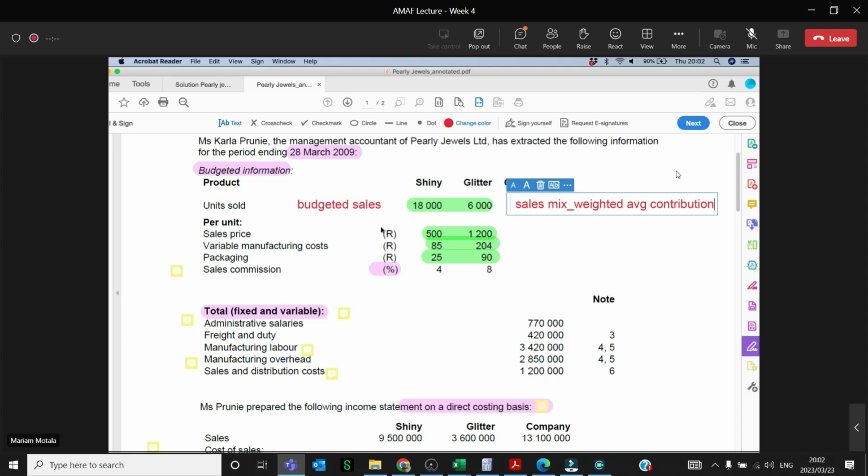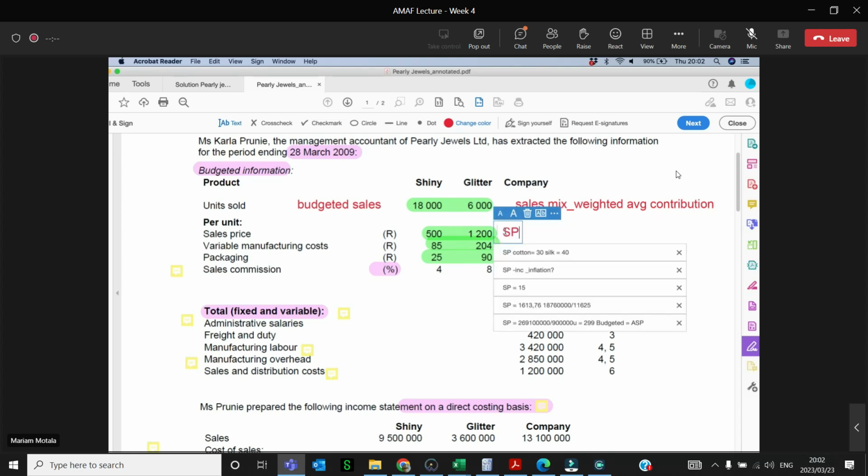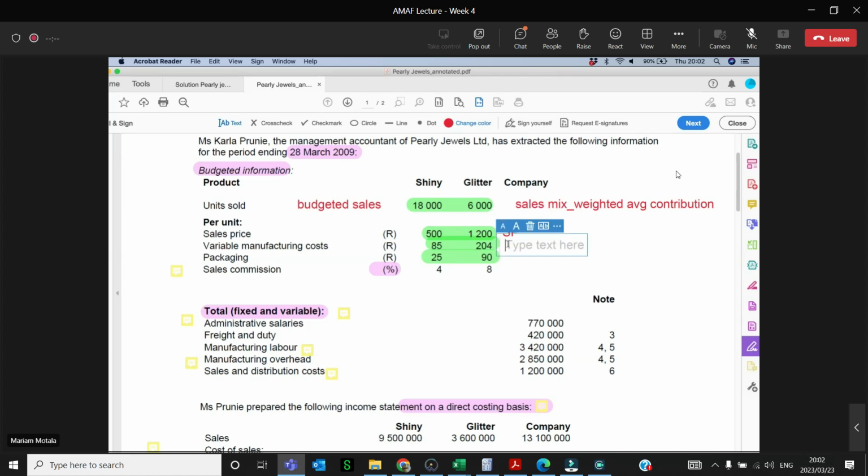Right, now we have our budgeted selling price. So this is our selling price. We have our variable manufacturing costs. We also have our packaging cost, which is also a form of variable cost. And what do you note? These are in rands, and all of a sudden, what happens here? It's a percentage. So this means you will have to compute 4% of 500 rands, and you've got to compute 8% of 1,200 rands. So if you compute the 4%, what do you get?